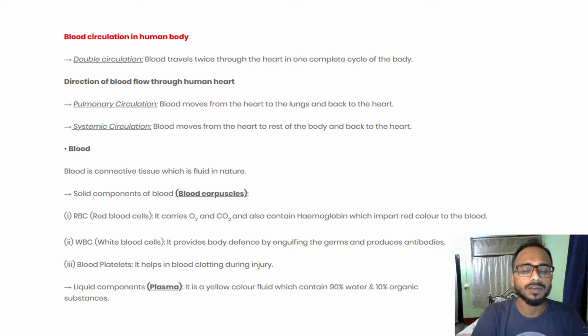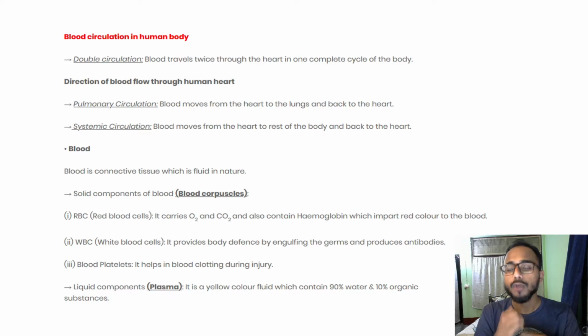Now WBC, white blood cells, provide body defense by engulfing the germs and producing antibodies. Suppose I have a minor cut on my hand. To protect this cut from infection or from germs, and to produce antibodies to heal it faster, the blood has a substance called white blood cells. That helps in the defense of the body.